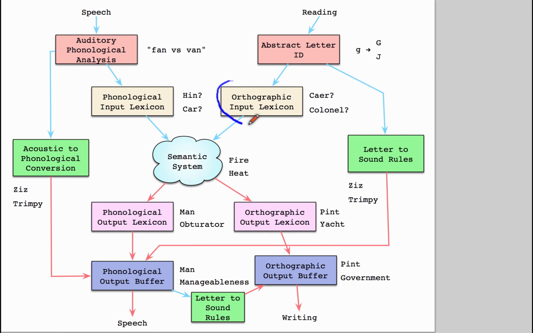Because the orthographic input lexicon has these memories of words, right? It can say, oh, I recognize that word and I know how it's pronounced. Most of us rely on this whole word route to read, right? We sight read. But if we run across a word that we've never seen before, or we're faced with pronouncing someone's last name and they're maybe from a culture that we're not familiar with, then we have to rely on these letter to sound rules.